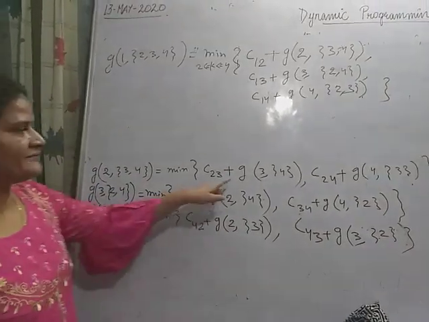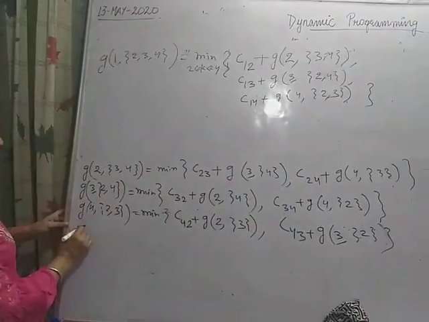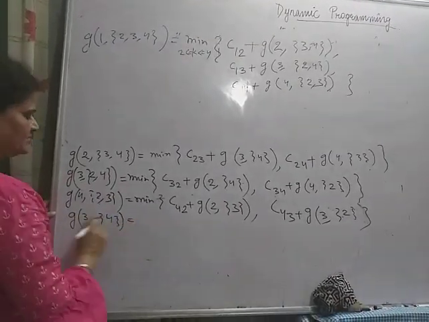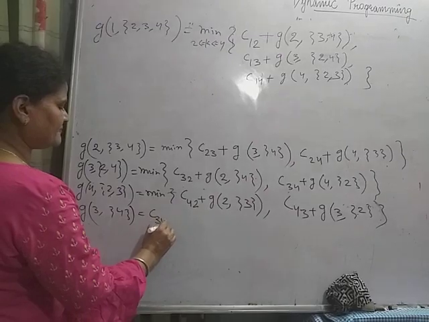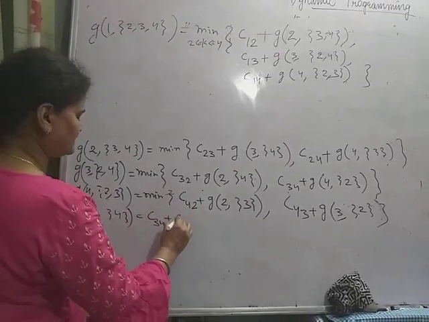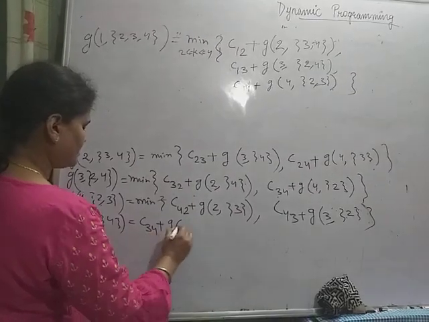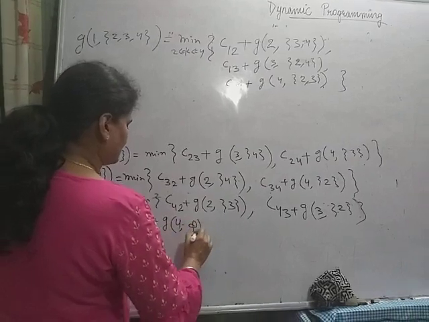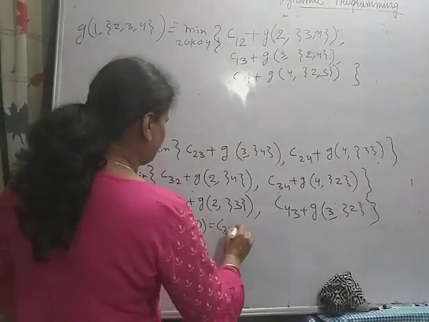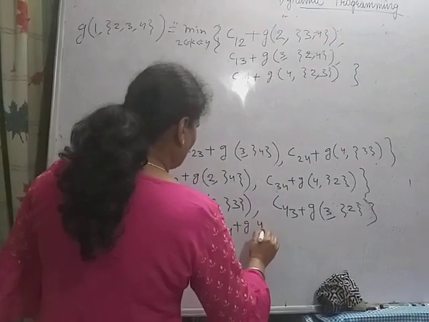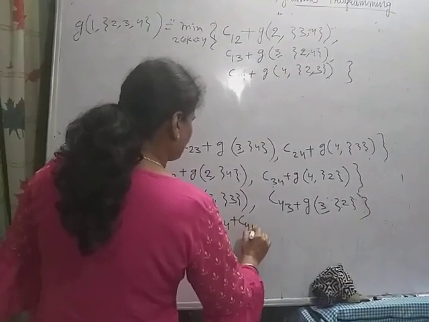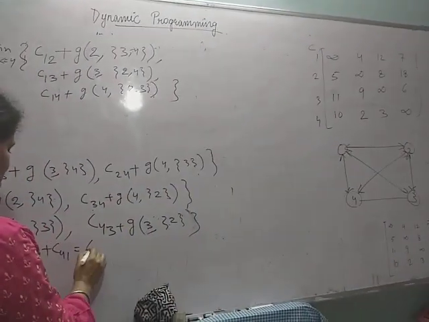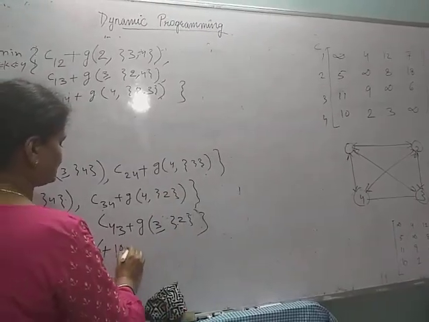Now I have to compute G(3, {4}) and G(4, {3}). The value of G(3, {4}) is C(3,4) plus G(4, empty), because there is only a single entry, and the base condition gives G(4, empty) equal to C(4,1). Now C(3,4) is 6 plus C(4,1) is 10, that is 16.